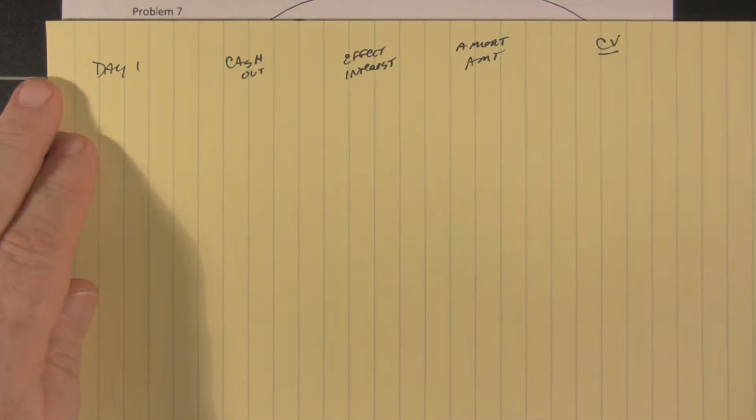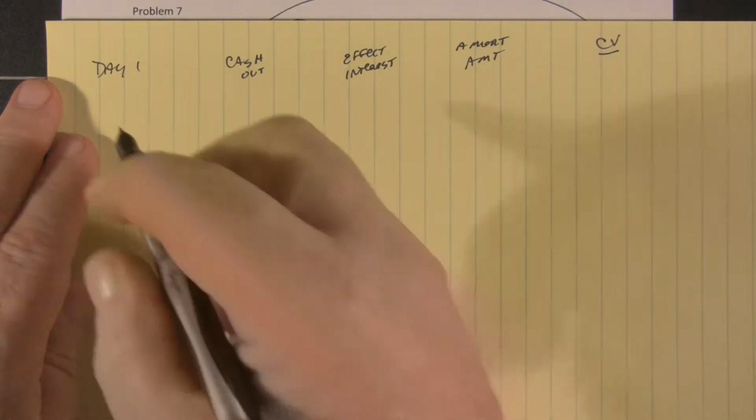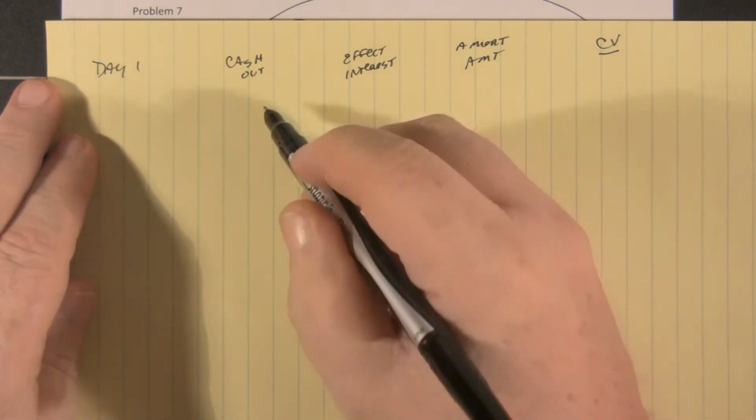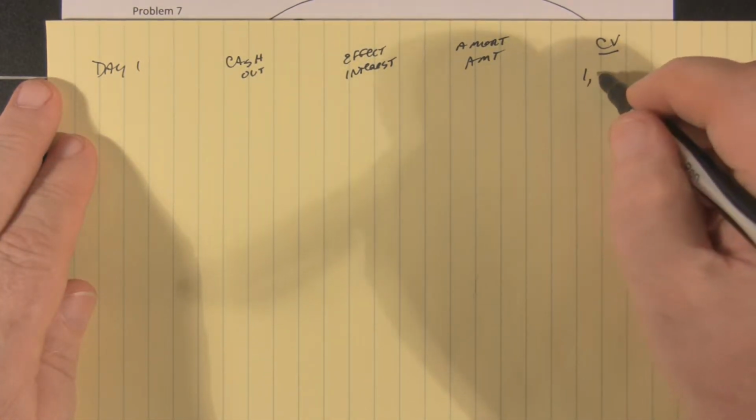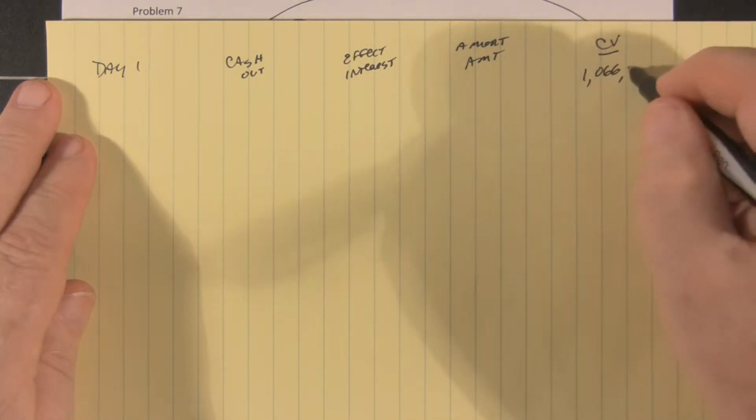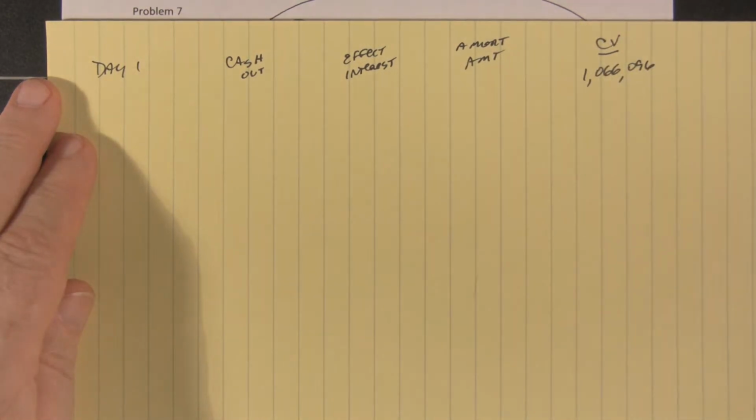Okay, now discount will increase our carrying value, and a premium will decrease our carrying value. So day one, we don't have any of that. We just have a carrying value of $1,066,096.